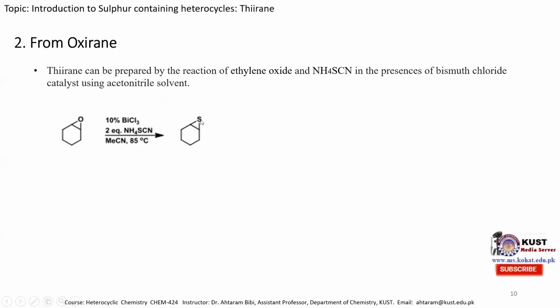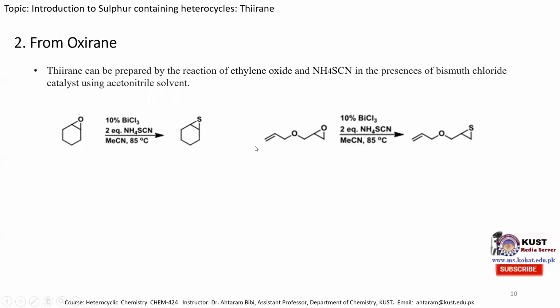Then this epoxide is converted to the thiirane molecule, and the mechanism is exactly similar to the mechanism I mentioned in the previous slide. But in the previous slide, they used the potassium thiocyanate. In this case, they are using the ammonium thiocyanate.